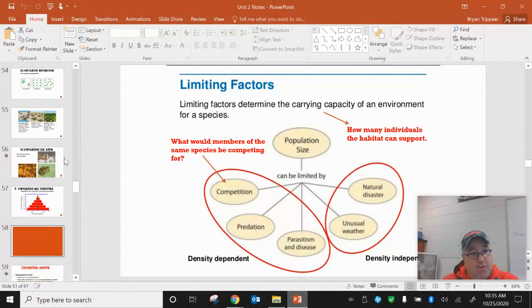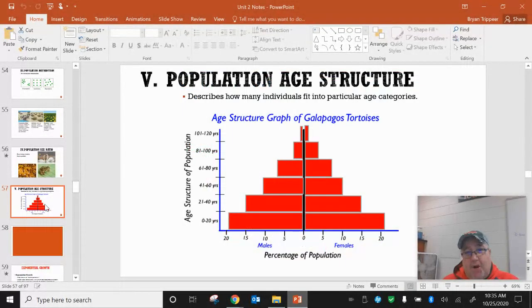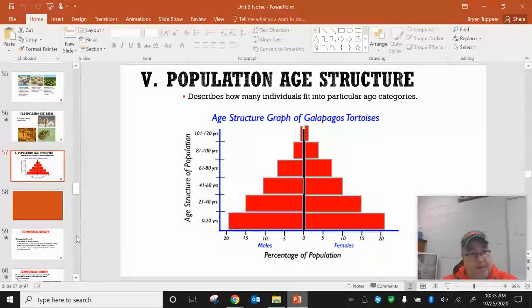All right, just a review on some of the topics. Age structure, we talked about that as well. Make sure you can interpret an age structure graph. There's been a couple of questions in the homework over something like this, so that's an important thing to be able to do.